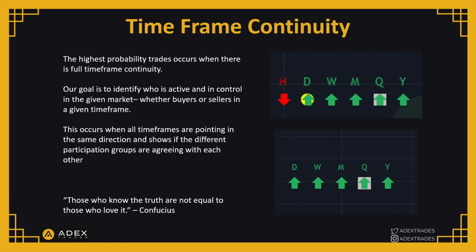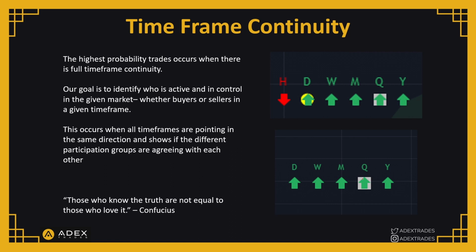It's our goal to identify who is actively in control in the given market, whether that be buyers or sellers. And this time frame continuity occurs when all time frames are pointing in the same direction and shows if the different participation groups are agreeing with each other or not.